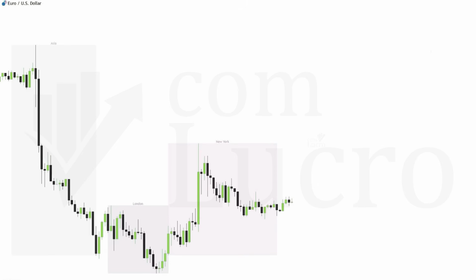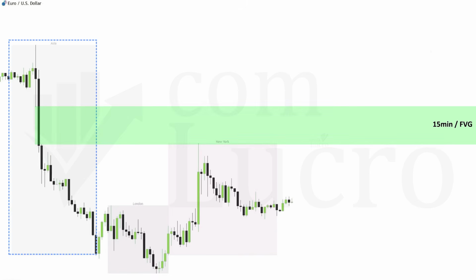Before moving forward, it is important to go through a few key pro tips. In most cases, the higher time frame fair value gap forms after price makes a strong move during the previous day's session, or across multiple recent sessions.